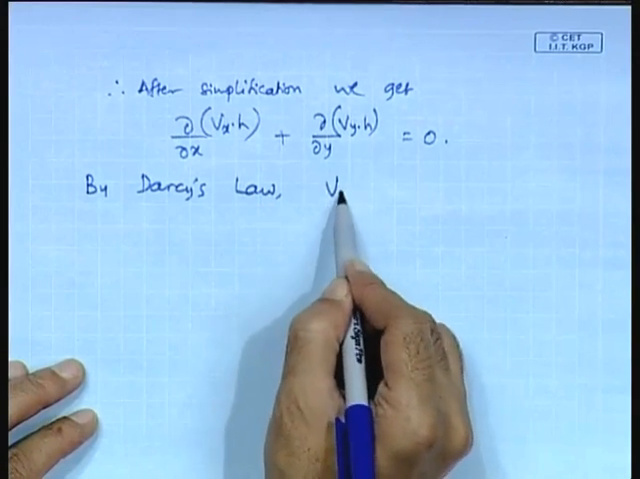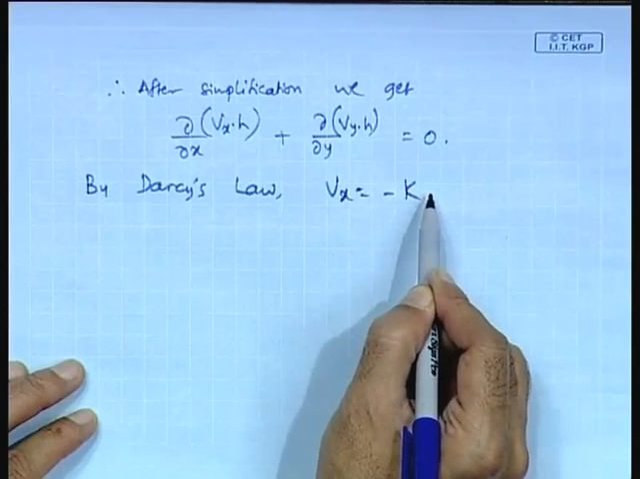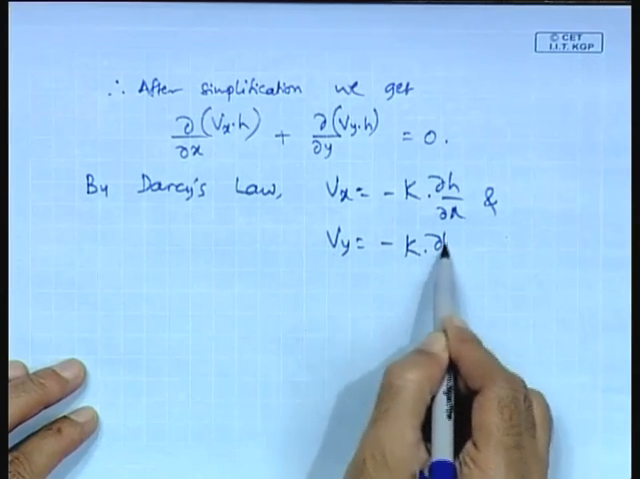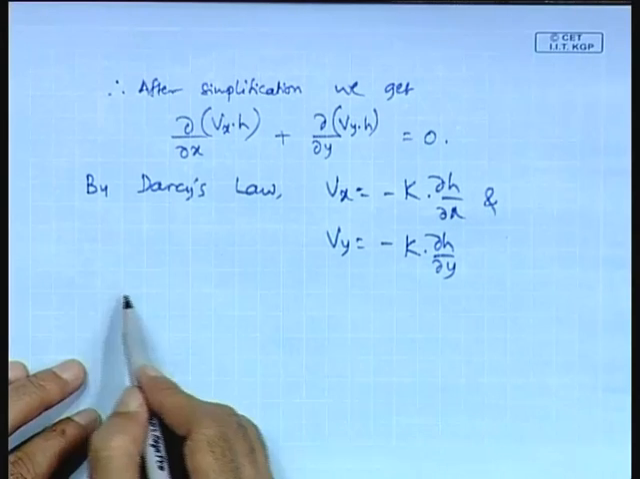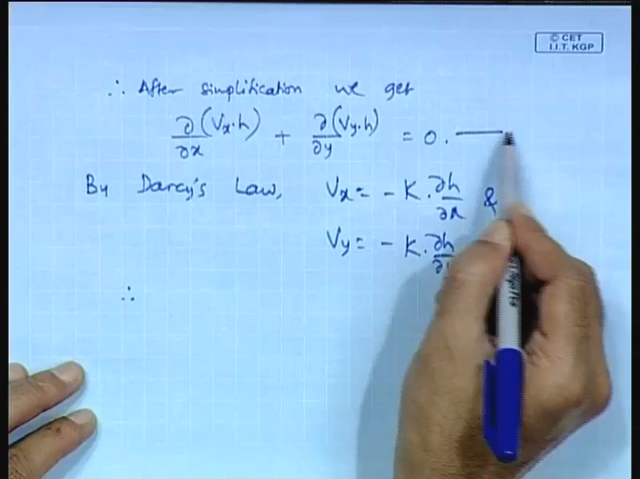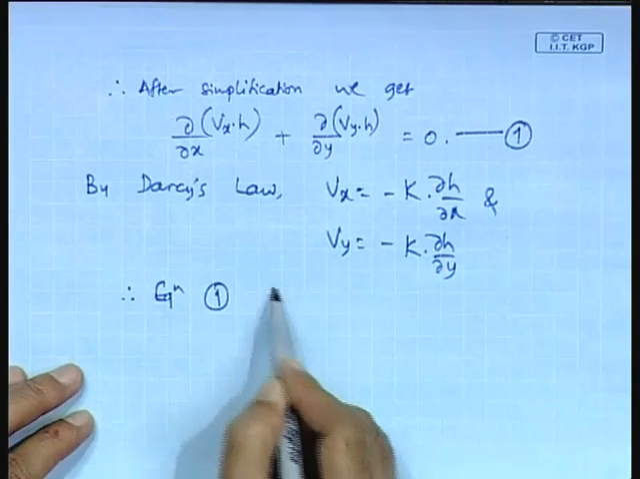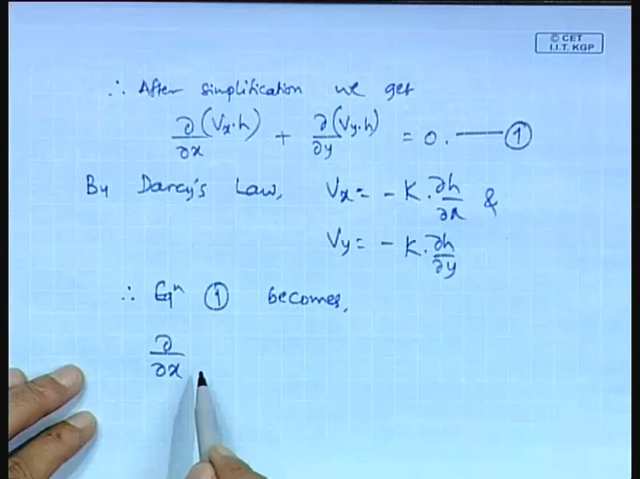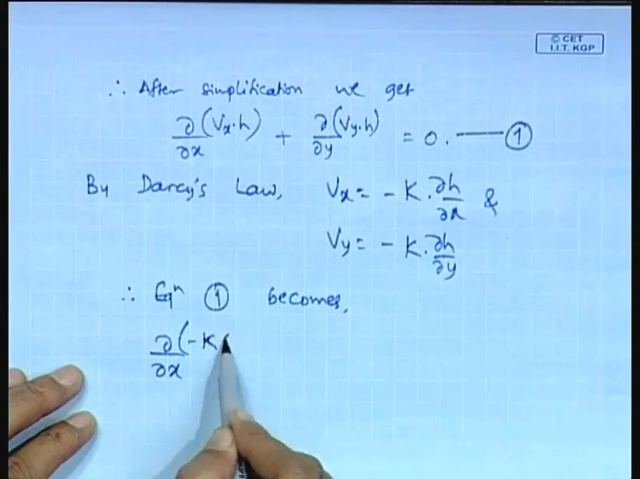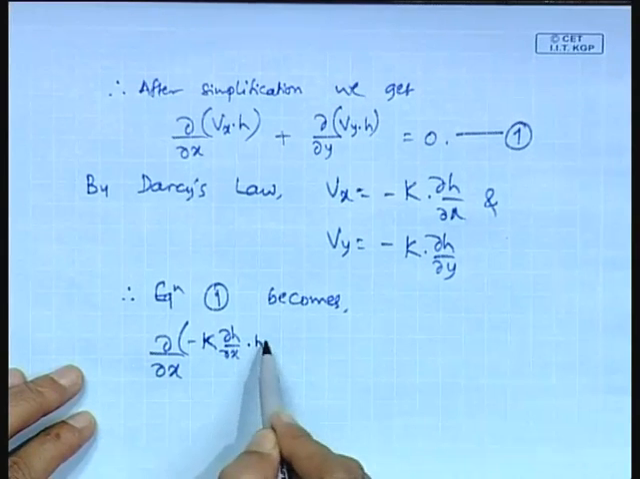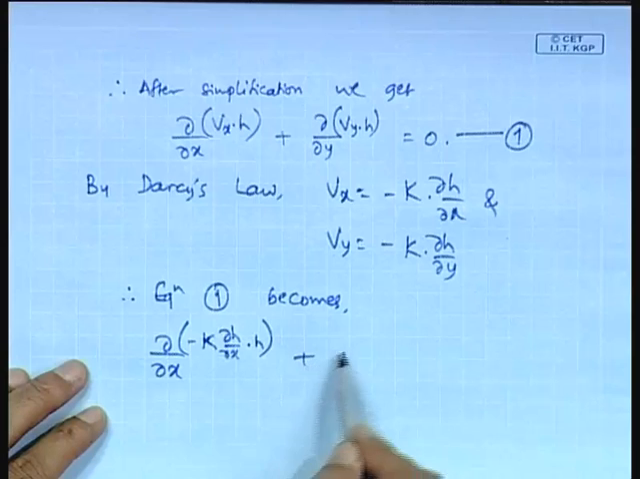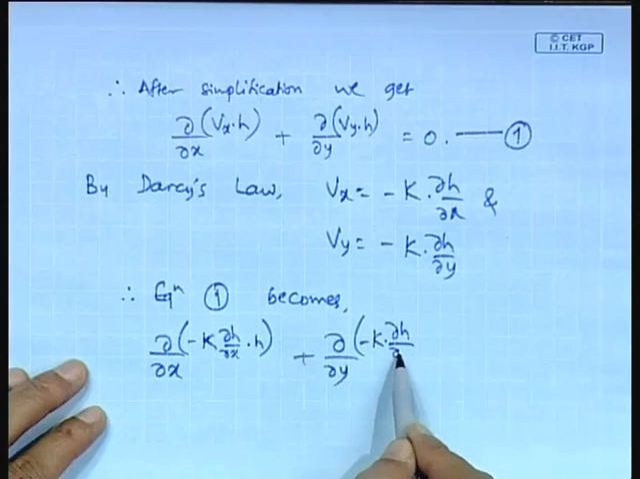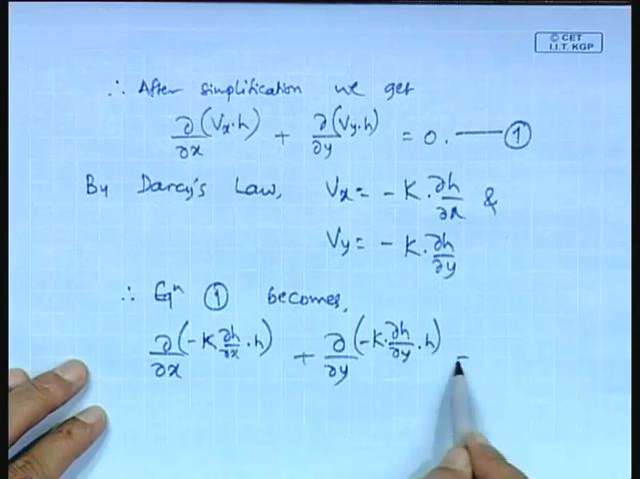we get this Vx is equal to minus k into dh by dx, and this Vy is equal to minus k into dh by dy. Therefore, if we call this equation 1, so this equation 1 becomes d by dx of minus k dh by dx into h plus d by dy of minus k into dh by dy into h, this is equal to 0.